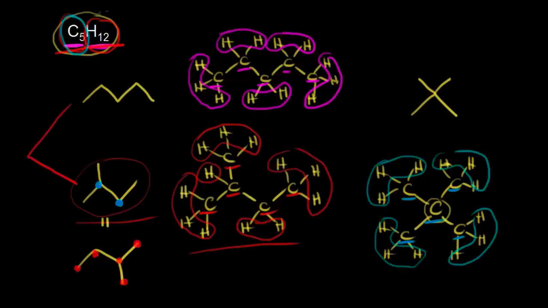So C5H12 is the molecular formula for this compound, and this is another structural isomer, so it's a different molecule from the other two. So we have a total of 3 structural isomers that have the molecular formula C5H12.